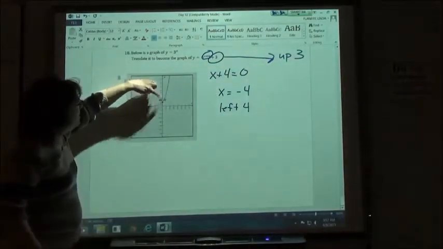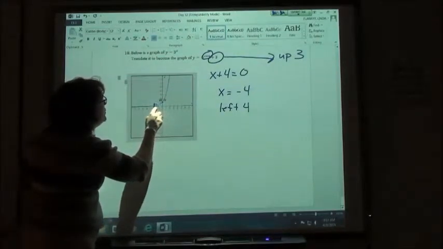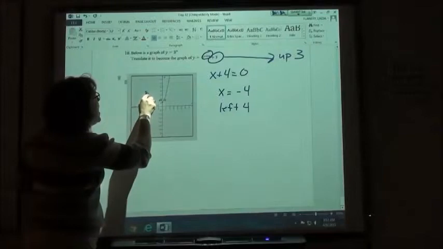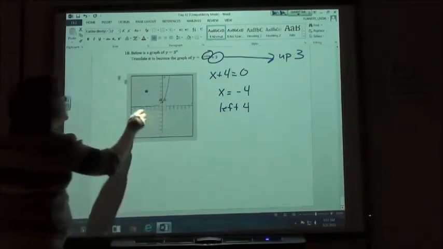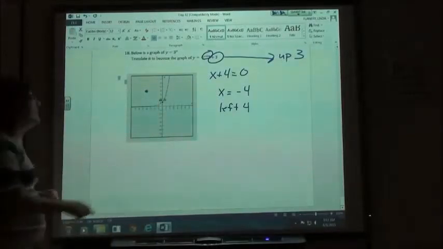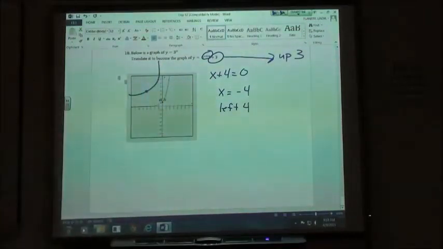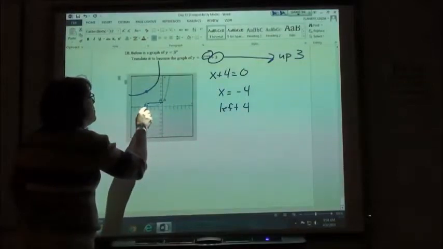So I'm going to grab that dot. I'm going to go 1, 2, 3, 4 to the left and 1, 2, 3 up. So it's at negative 4, positive 4. The computer will have the drawing there for me. I just have to move the dot. So I moved it to the left 4, up 3.